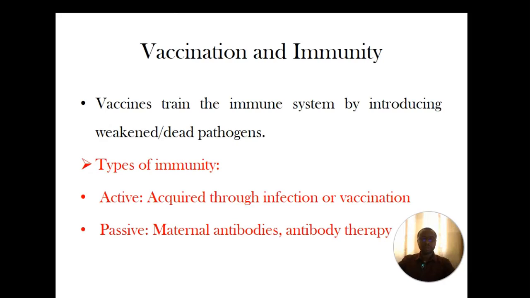When we come to vaccination and immunity, in the case of a vaccine, they train the immune system by introducing a weakened or dead pathogen. By the way, these vaccines can be prepared by different mechanisms, like attenuation, inactivation, or killed pathogen mechanisms. After this vaccine preparation, we give it to the person in order to protect against the disease.